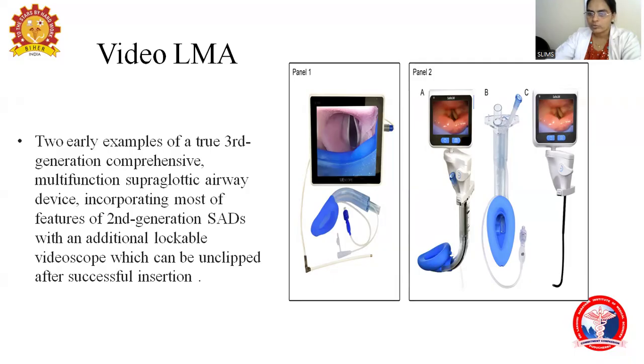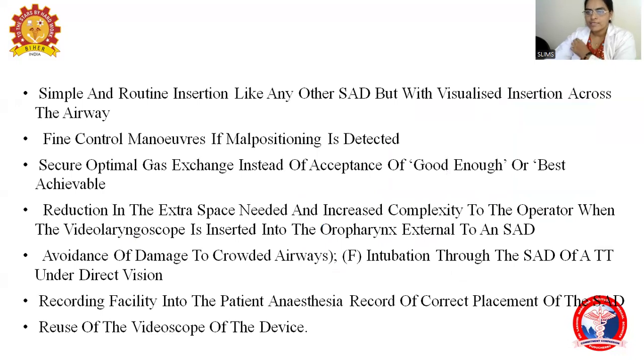This is the video LMA, an early example of a true third generation comprehensive multifunctional supraglottic airway device, incorporating most of the features of second generation SADs with an additional lockable videoscope which can be unclipped after successful insertion. Simple and routine insertion like any other device, but with visualized insertion across the airway, fine control maneuvers if malposition is detected, secure optimal gas exchange instead of acceptance of good enough or best achievable, and reduction in the extra space needed and increased complexity to the operator, where the video laryngoscope is inserted into the oropharynx external to a supraglottic airway device, avoiding damage to the crowded airway.